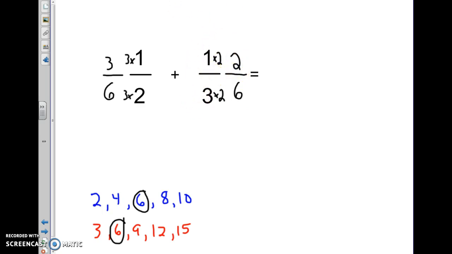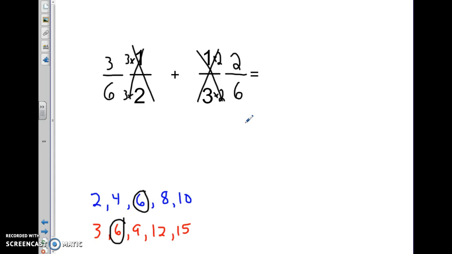So instead of 1/2, I have 3/6. Instead of 1/3, I have 2/6. Now we're just going to add them up, because now we're talking about the same thing. And I know that in 4th grade, you guys worked with adding and subtracting like fractions. Now we're at that point.